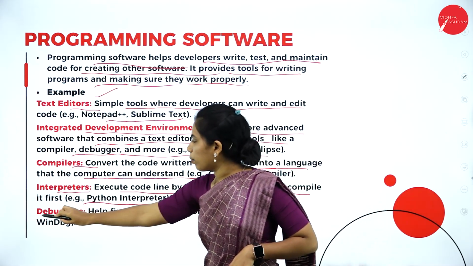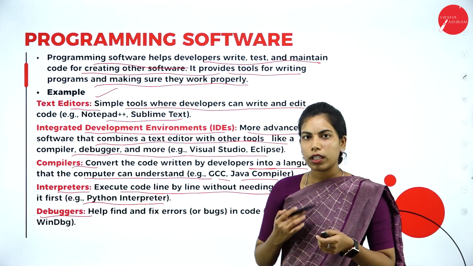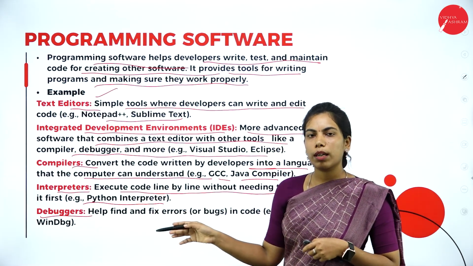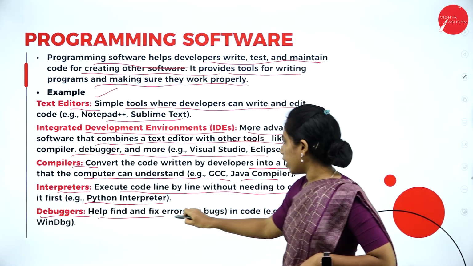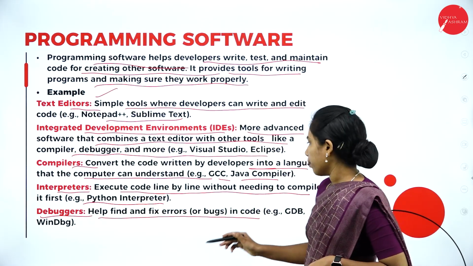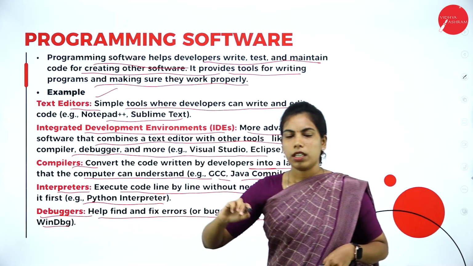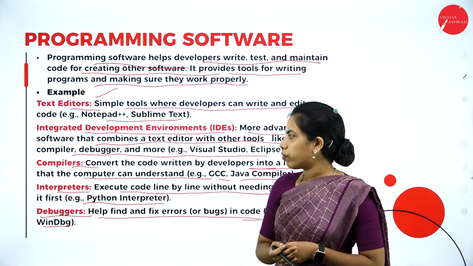And the last one is debuggers. A debugger is nothing but a tool to free up errors. If my program contains any error, we use a debugger. So here you can see it helps find and fix errors or bugs. Bugs is nothing but errors in code. Examples are GDB and also WinDBG. So these are all some examples for the debuggers.